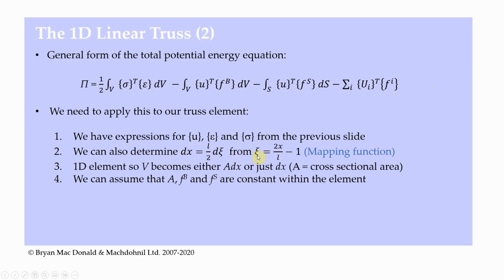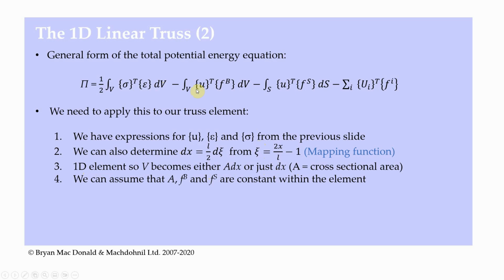So our mapping function said that the natural coordinate was twice the local coordinate divided by the length of the element minus 1. So we can differentiate that, and we can play around with that equation, and we'll find that dx is equal to L over 2 d eta. We have a one-dimensional element, so these v terms here are either going to become A dx or just dx, where A is the cross-sectional area.